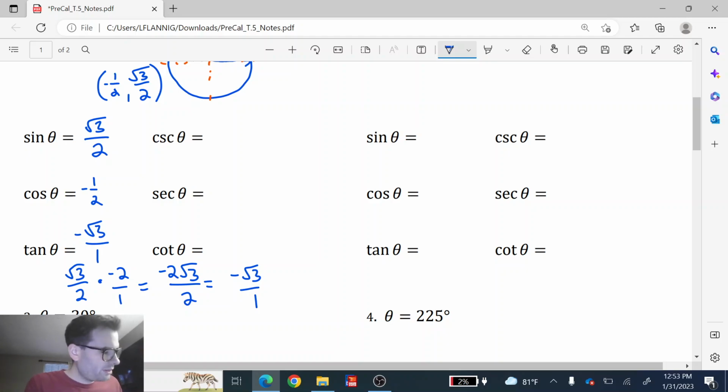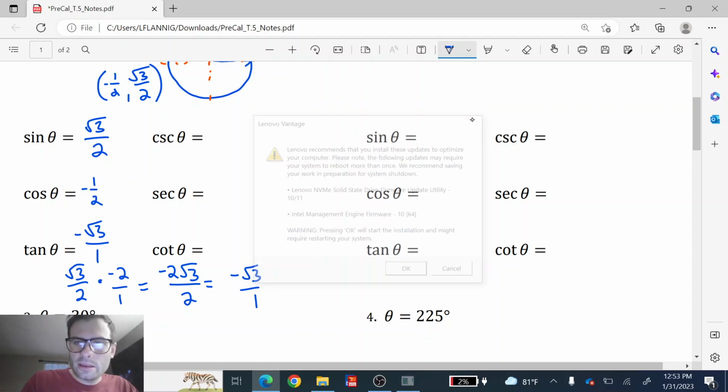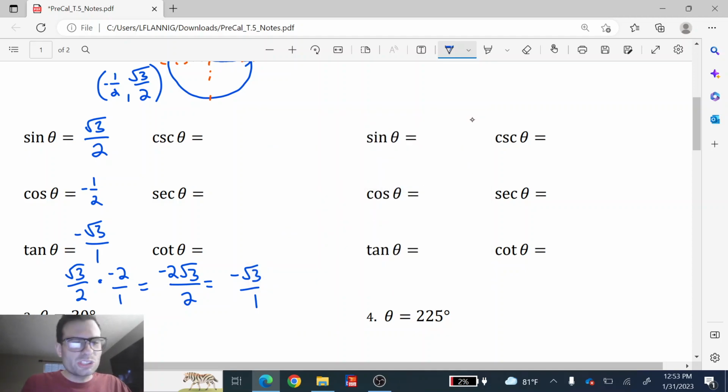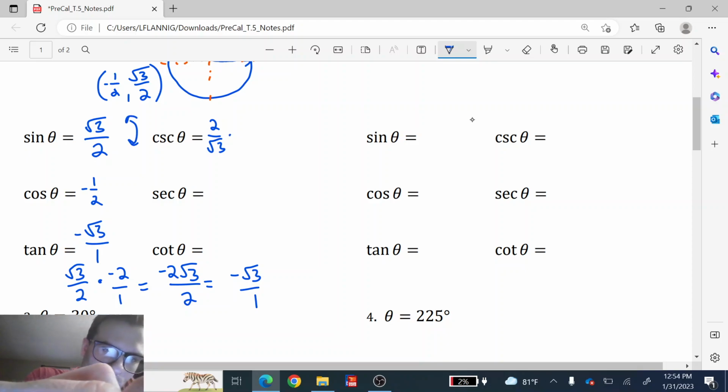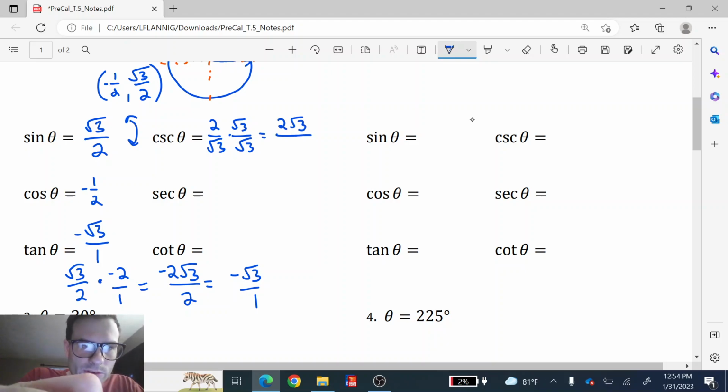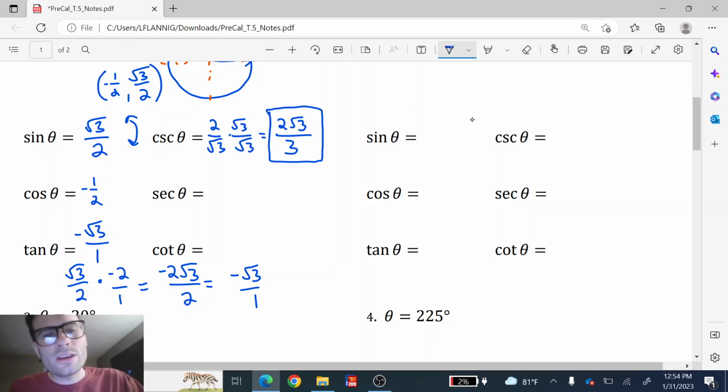Okay, so next we do the cosecant. What's nice about these is you can just do the reciprocals of the sine, cosine, and tangent. So the cosecant is the reciprocal of sine, which is 2 over the square root of 3. All I did was flip it. However, you can't have a radical on the denominator. So what you have to do is multiply by the root of 3 over the root of 3, which is just multiplying by 1. Multiply straight across: 2 times the square root of 3 is 2 square roots of 3, and square root of 3 times square root of 3 is just 3. So the cosecant of this angle is 2 square roots of 3 over 3.